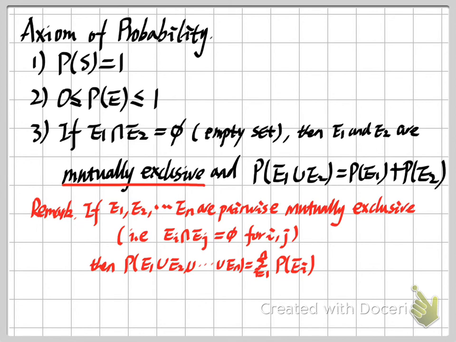So this is what I want to talk about in this video. In the next video, I will start to talk about what happens if we have several events and we want to compute, for example, their intersection or union, and how we can compute the probability of them. Of course, now these events are not mutually exclusive.